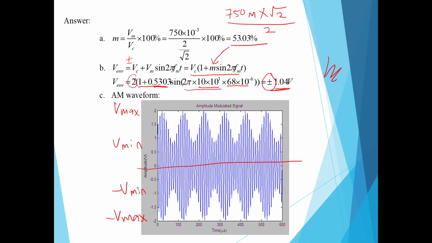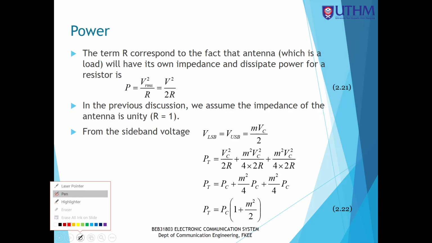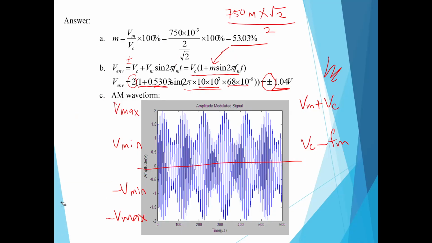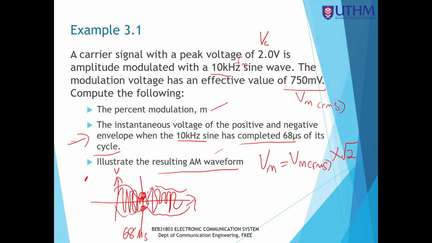Okay, so how much is Vmax? How much is Vmin? So Vmax is Vc plus Vm, and Vmin is equal to Vc minus Vm. So you can calculate. So here Vc is equal to 2 volt. Okay, and then Vm is equal to, how much is this one?